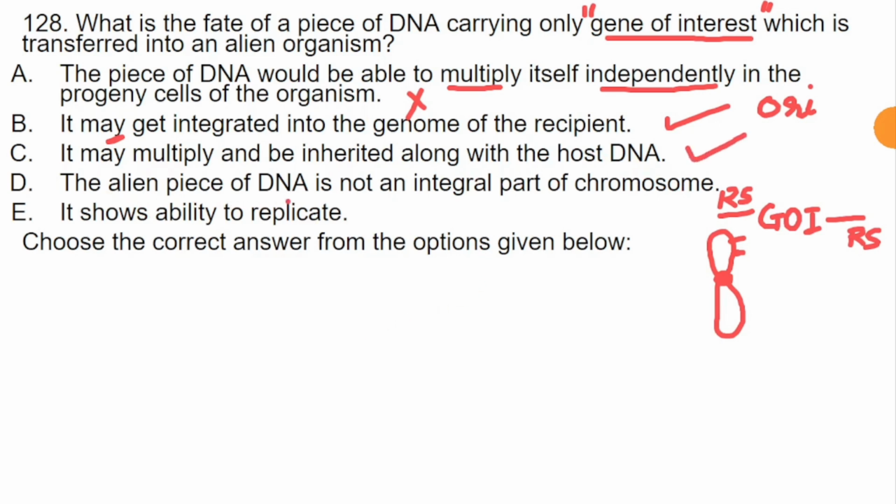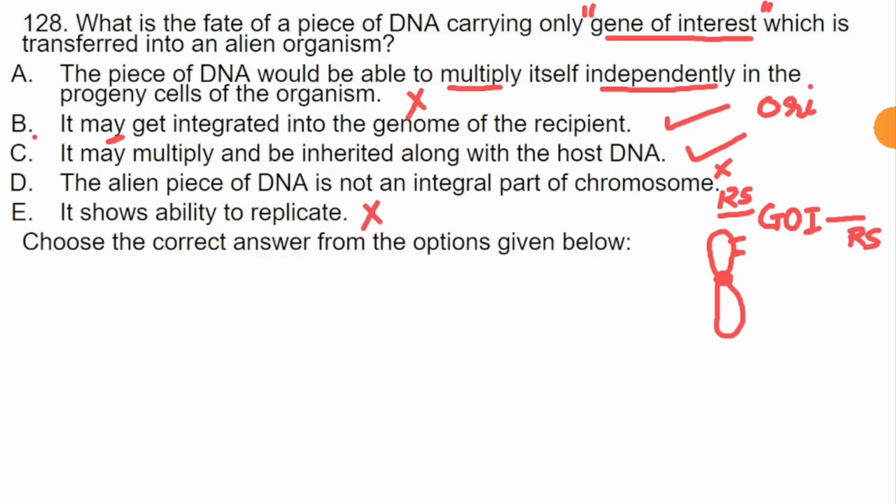The alien piece of DNA is not an integral part of chromosome. It will be an integral part of chromosome. So this is completely opposite of what we just agreed on, so this will be incorrect. It shows ability to replicate. Again, the ability to replicate will be based on the presence of ORI. So we have to rule this out.